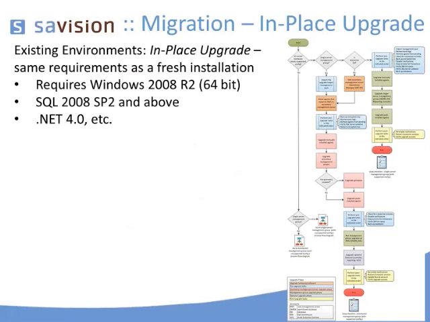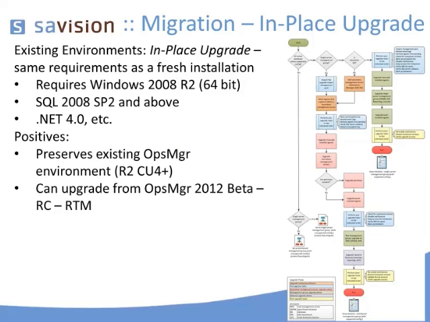Our second option is an in-place upgrade. Now, it has the same requirements on the previous screen, and to hit the highlights on those, Windows Server 2008 R2, 64-bit, SQL 2008 SP2, .NET 4.0, all of those pieces still need to be there. But if you've got an existing Ops Manager 2007 or 2007 R2 environment, you may very well not have installed on a 64-bit operating system like this or on the SQL Server associated with it. So as you can see on the right-hand side, there's a complex process flow associated with how to do this.